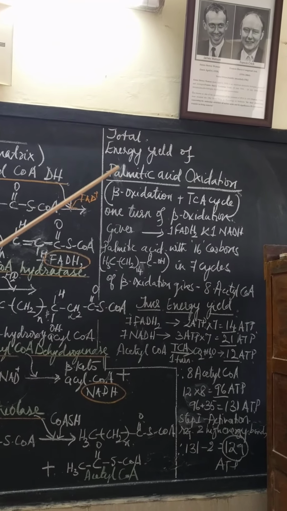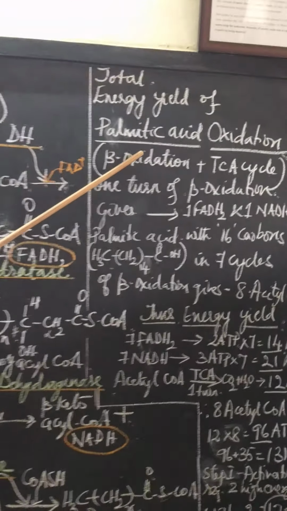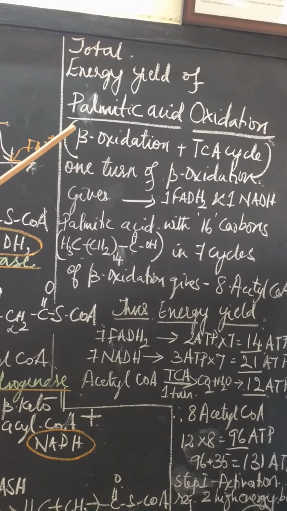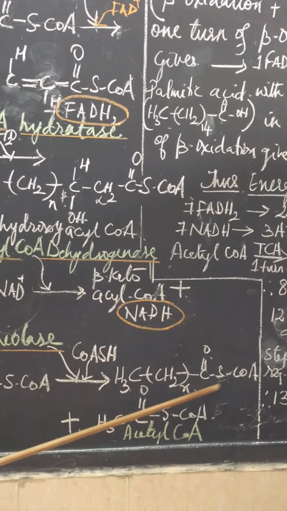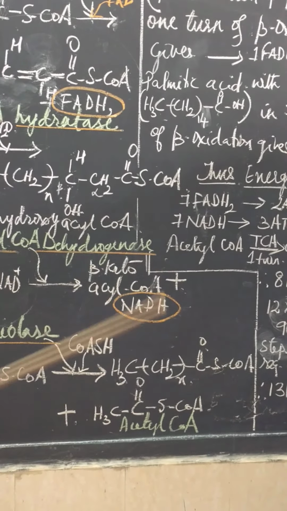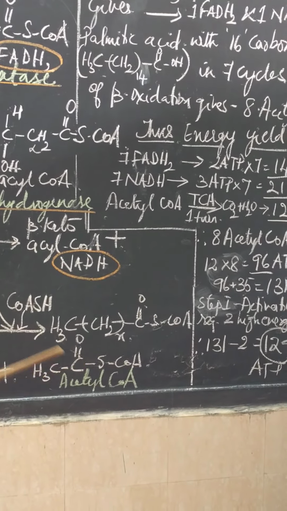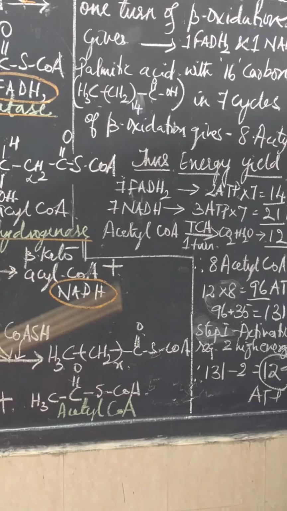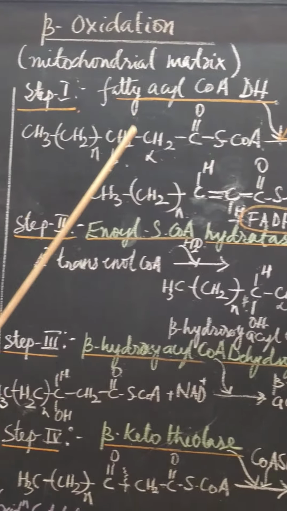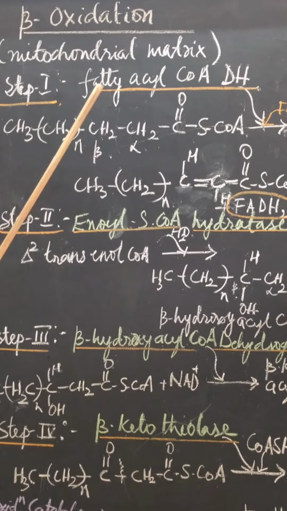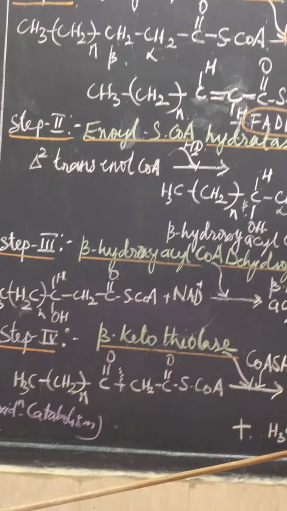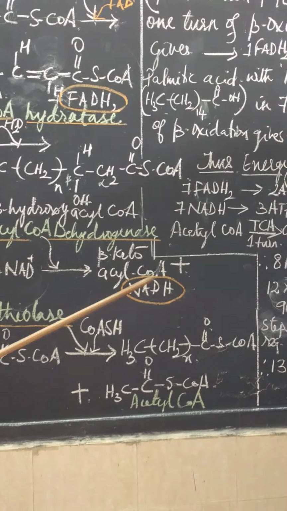Now let's come to the energy yield of one molecule of palmitic acid oxidation. How many ATPs does it give? Now the fatty acyl-CoA can go for another cycle of beta oxidation, but the acetyl-CoA goes for the TCA cycle. When it goes for another round of beta oxidation, it is short by 2 carbons. These 2 carbons are spliced off at the beta position every time. That's how 2 carbons are removed as acetyl-CoA.